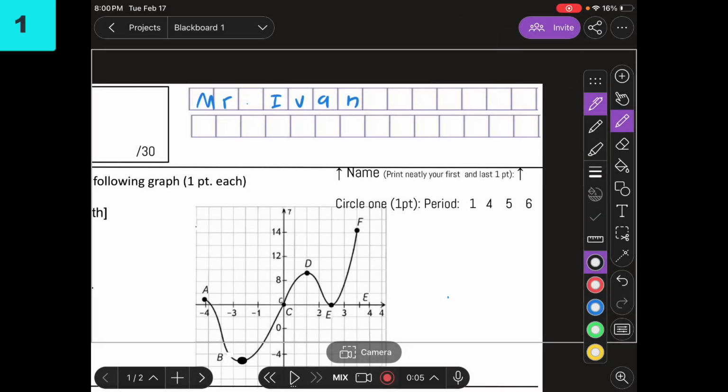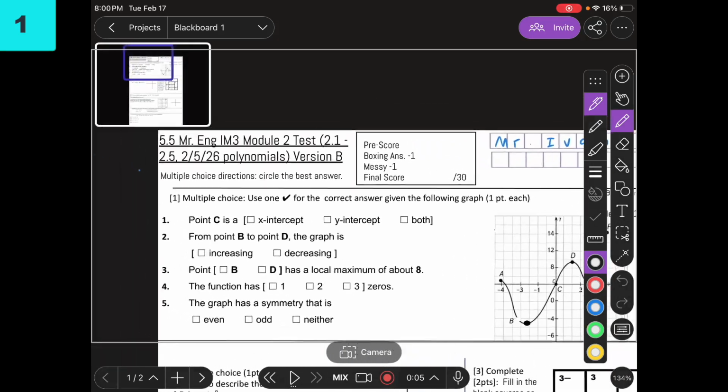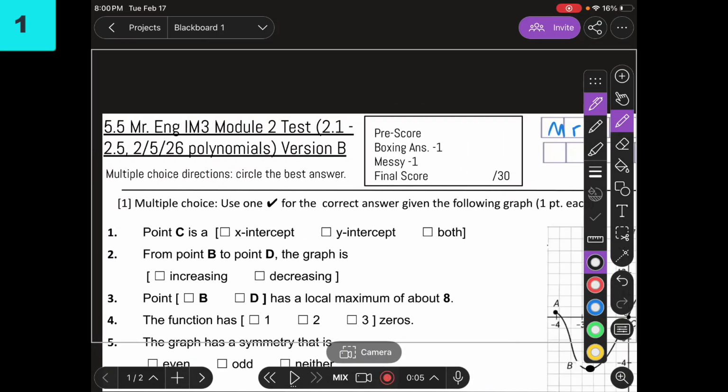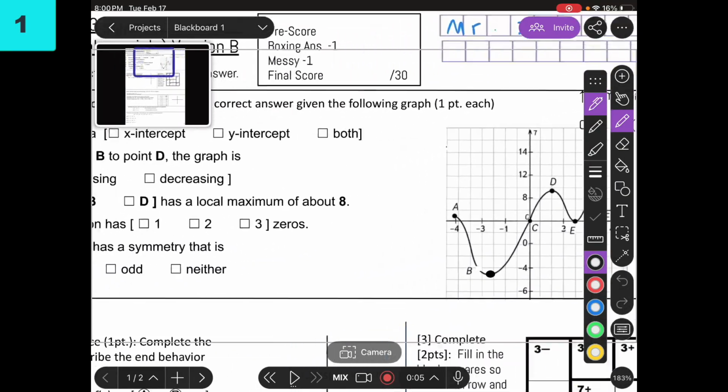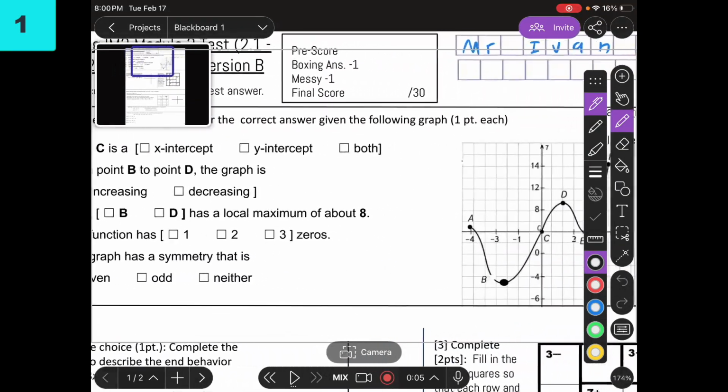Hey there class, this is Mr. Ivan and I'll be doing the solutions for version B of Module 2 test 2.1 to 2.5. Okay, so the first question is this graph, and every single question on 1 through 5 is about this graph.